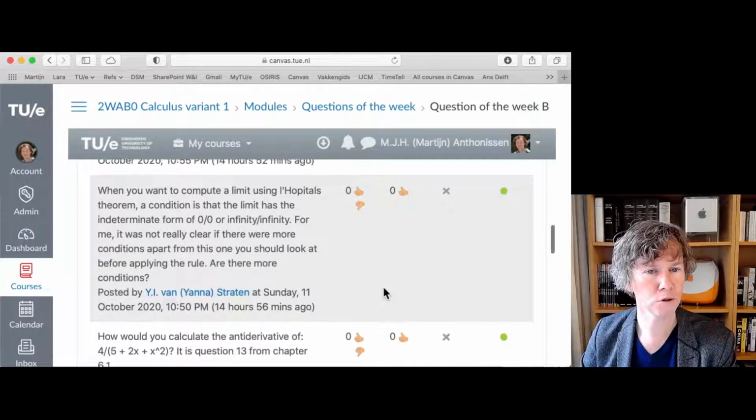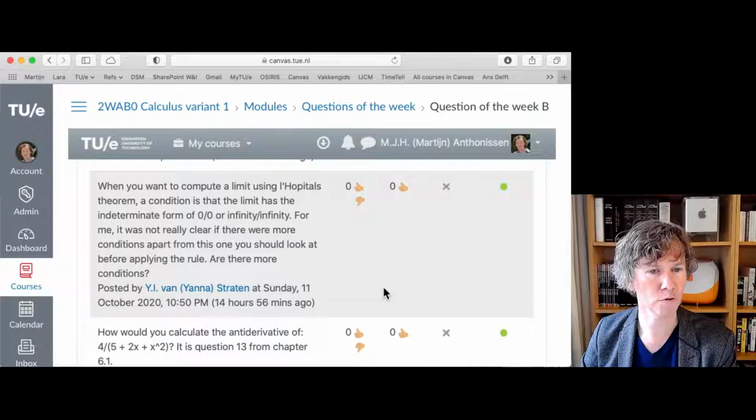When you want to compute a limit using L'Hopital's theorem, a condition is that the limit has the indeterminate form 0 over 0 or infinity over infinity. For me, it was not really clear if there were more conditions apart from this one you should look at.